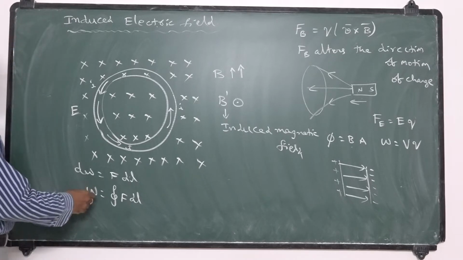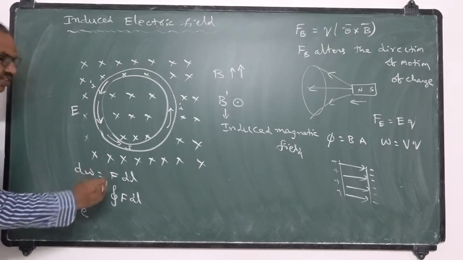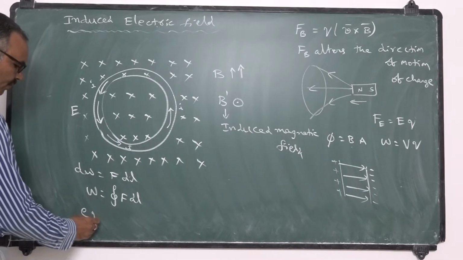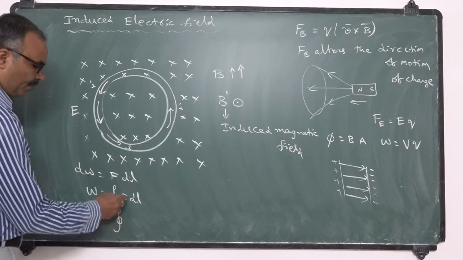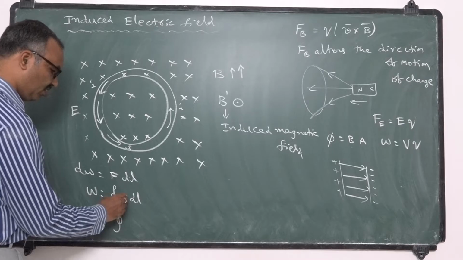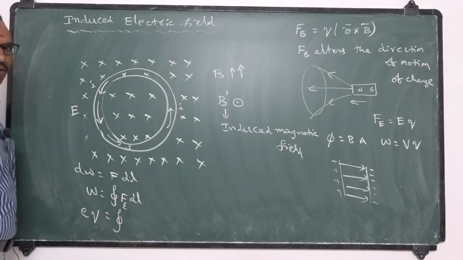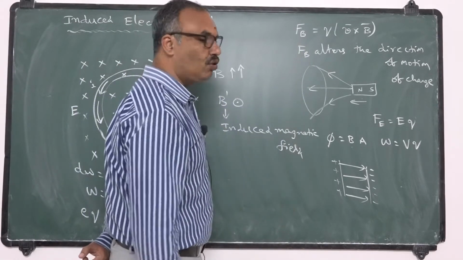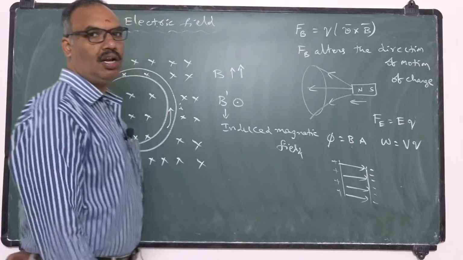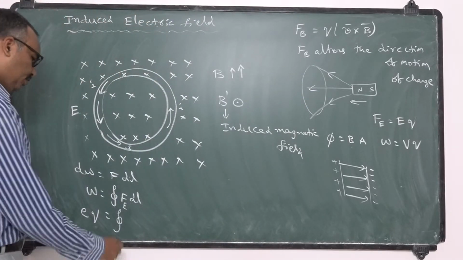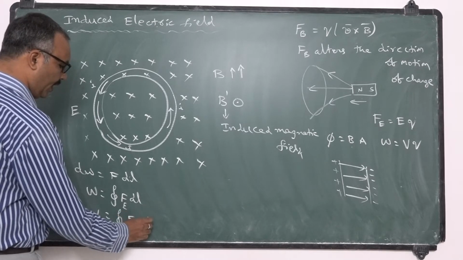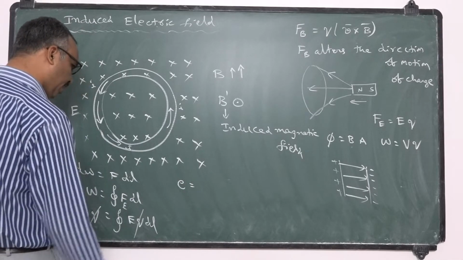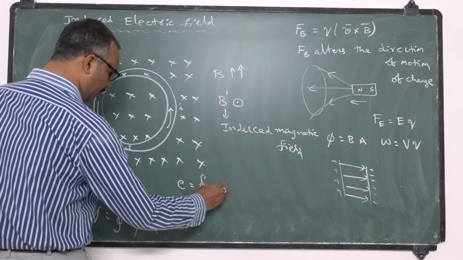Here the work is done by the induced EMF or induced potential, so E into the charge Q. EQ is equal to the integral. In the place of F, I should write the force given by whom? Electrical force. Electrical force is doing this work. Magnetic force is not doing this work. Magnetic force is only making the charged particle move in a curved path. So you can write it as EQ dl. Q gets cancelled, so the induced EMF is given by the closed integral of E bar dot dl bar.